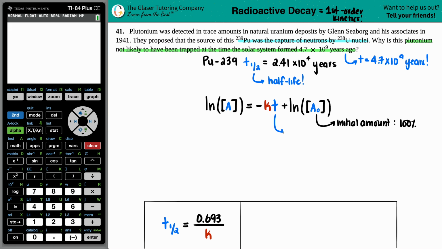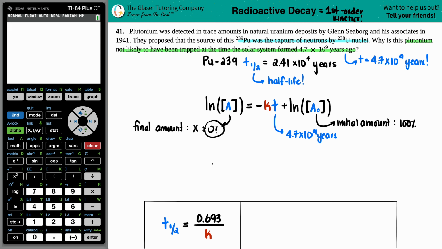Now, we're going to find out how much is left after the 4.7 times 10 to the 9th years has gone by. So you start with 100. 4.7 times 10 to the 9th years, that's going to be the t value, has gone by. We want to find out the final amount. So maybe I'll just say X. If we have 10% left, well, yeah, then maybe that plutonium is going to be the plutonium that Glenn saw. But if we get a really, really small number, like close to 0, then that means that chances are that plutonium was not from that amount of time.